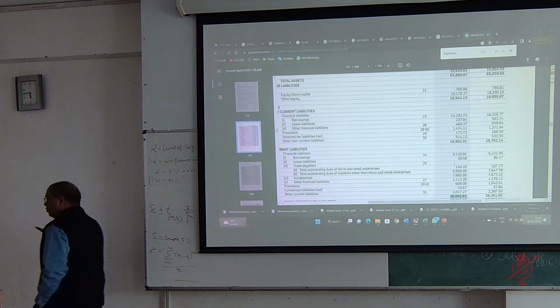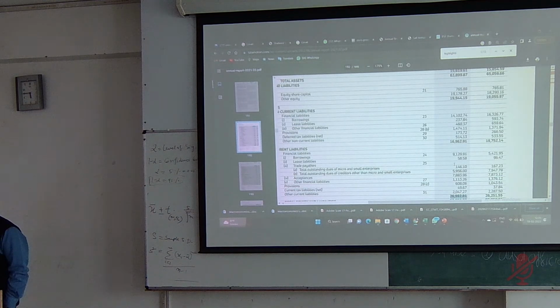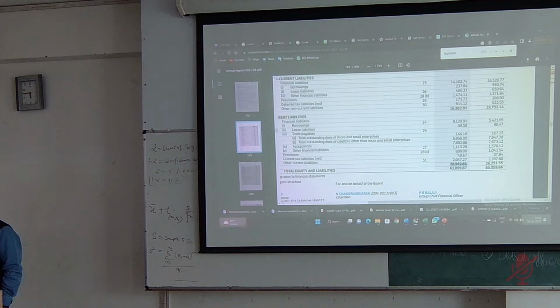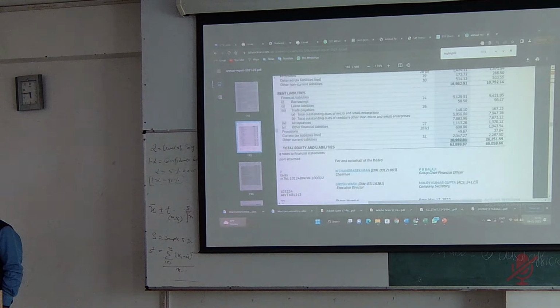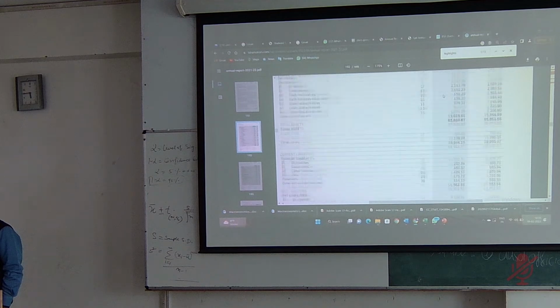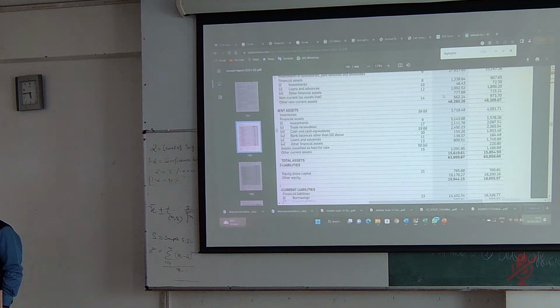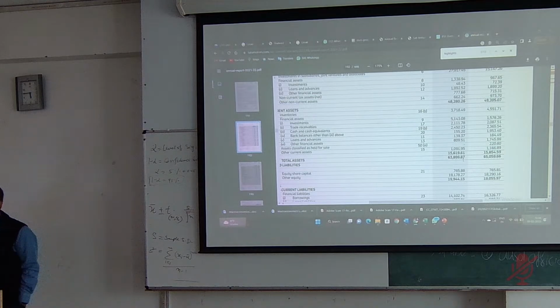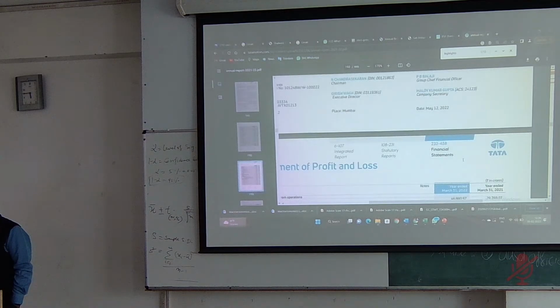I'll give you one more example. Look into your total asset. How much is your total asset? Jot down the total asset. 63,899. You can make it approximately 64,000. And let's move to the profit and loss account.